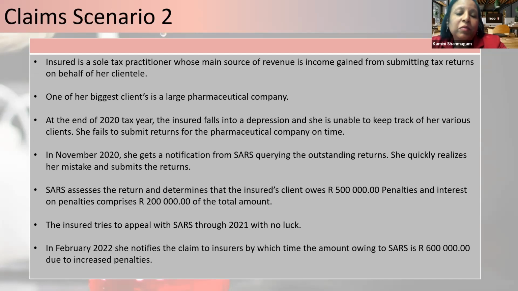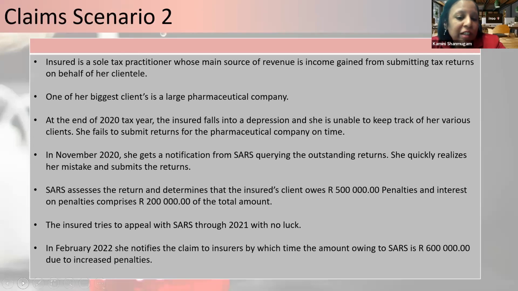But PI policies exclude claims for penalties against the insured. Penalties against an insured's client as a result of the insured's negligence would be covered in terms of the PI policy because it's not a direct penalty against the insured. The rationale behind excluding penalties and punitive damages in a policy is that it's against public policy to cover that, because the insured is supposed to feel the pinch of getting penalized. So in this case, it doesn't apply because it was the insured's negligence that caused their client to incur penalties.